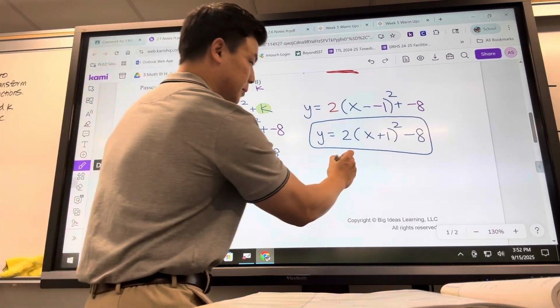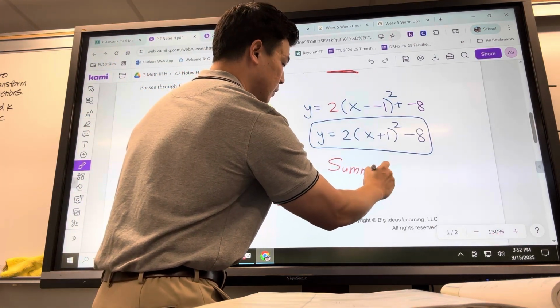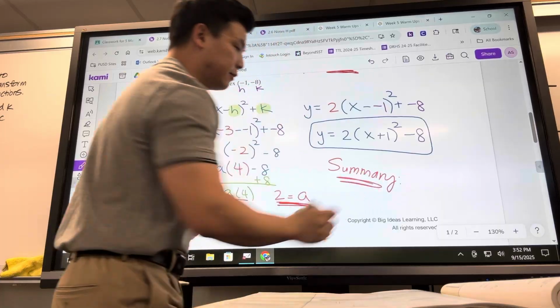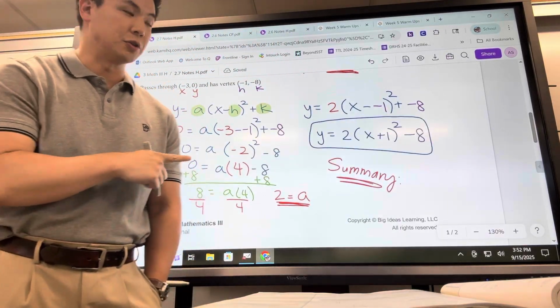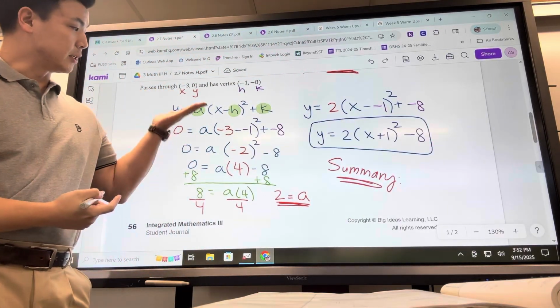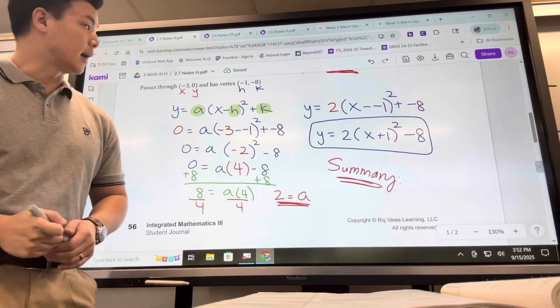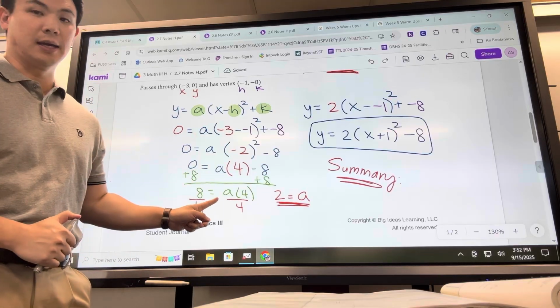Cool. Don't forget to put a summary on this. Hopefully this isn't too bad. You do have a big idea today, and that big idea is you should be showing this work. So please make sure you are identifying x, y, h, and k, solving for a here. Cool.